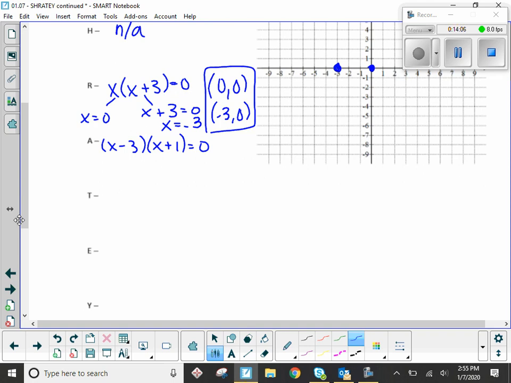And then what do I do next? Set those two little factors equal to 0. You need two little baby equations. They're going to be so cute. So x minus 3 equals 0, and x plus 1 equals 0. Solve them.